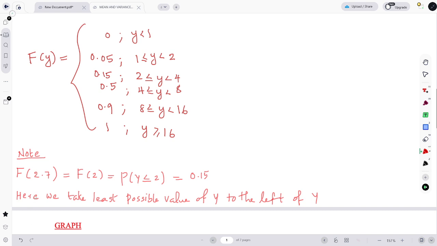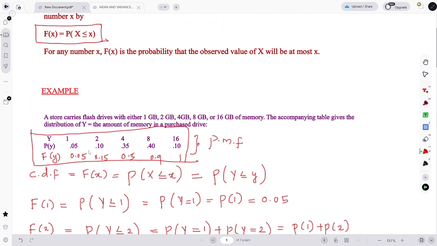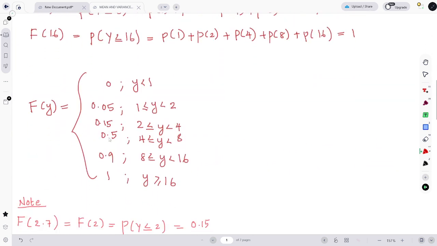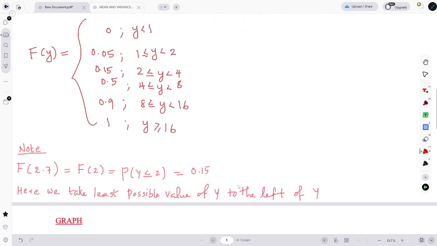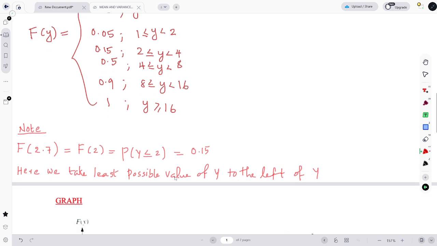Now there is a note: F of 2.7. This is not an integer. So how do we find the CDF of this value? We can take F of 2, that is, here we take the least possible value to the left. Here 2.7 will be in this area. This is 2, then 2.7 will be in this area. So the left of 2.7 is 2. So we write this as P of y less than or equal to 2, that is equal to 0.15. So it is a note.